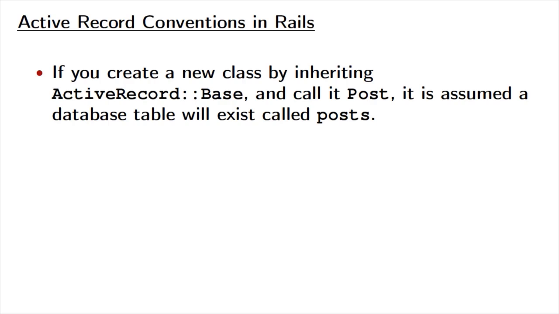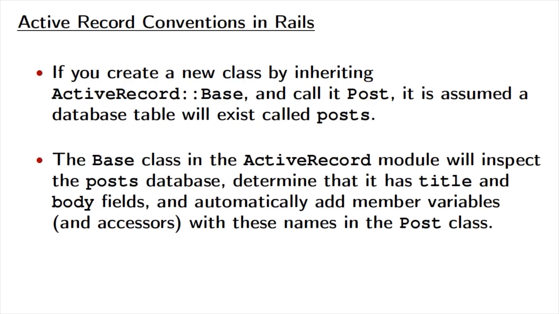name. Now, the base class in Active Record then inspects this database to determine that it has these attributes, title and body. And then it automatically adds them as member variables in the base class. So you'll get these accessors for both title and body in the post class. This is why those attributes don't show up under app models in the post.rb file.